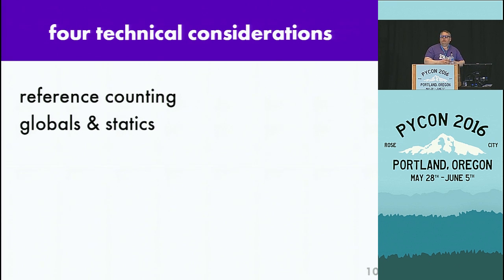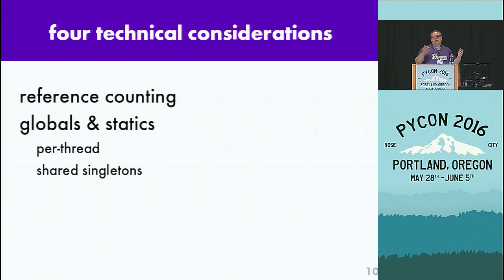Globals and static variables, there are a fair number of them. Specifically, there's a bunch of per thread information that we would need to ensure was kept separate. The different threads are kept separate from each other. And there are a bunch of shared singleton objects, like a string or a module or the small integers. Python pre-creates all the small integers and shares those. And those would, of course, need to work across multiple threads.